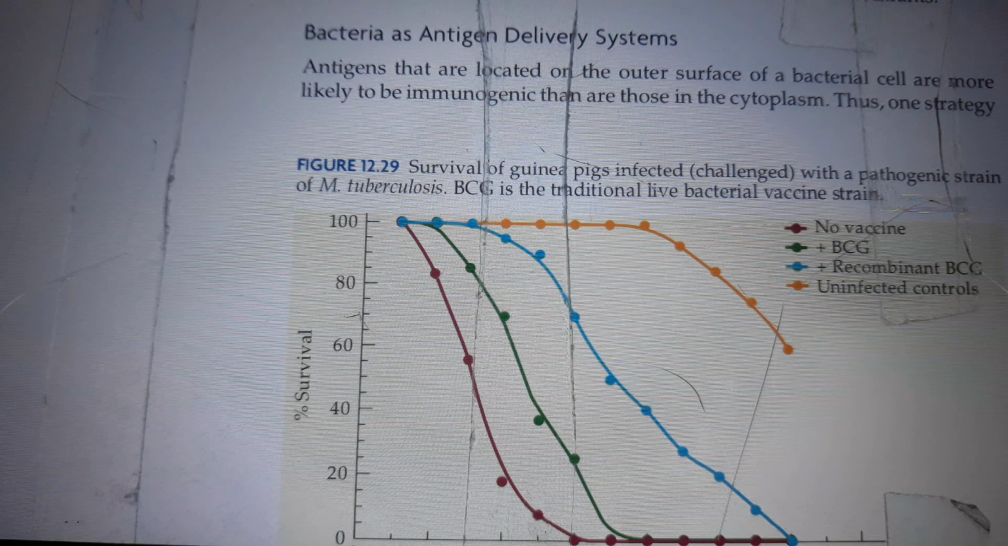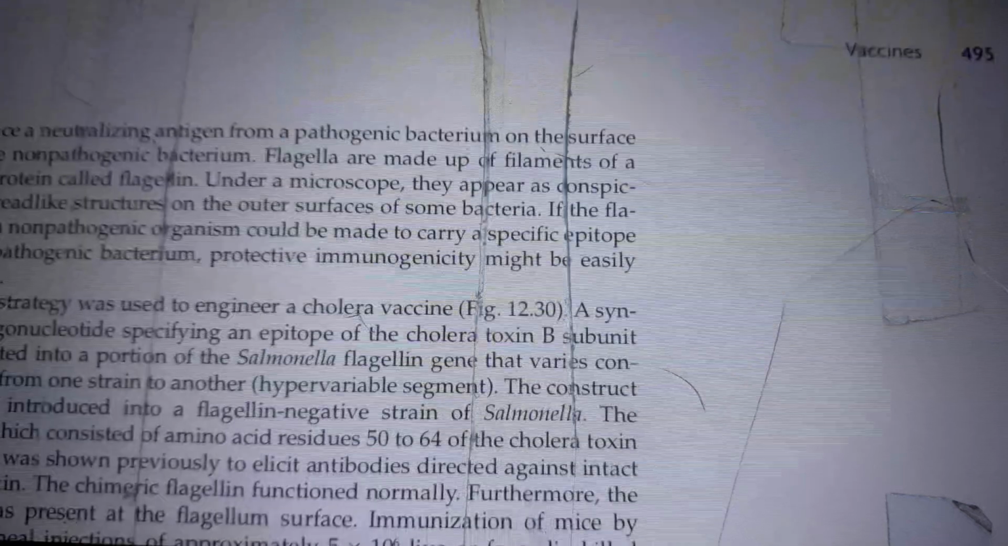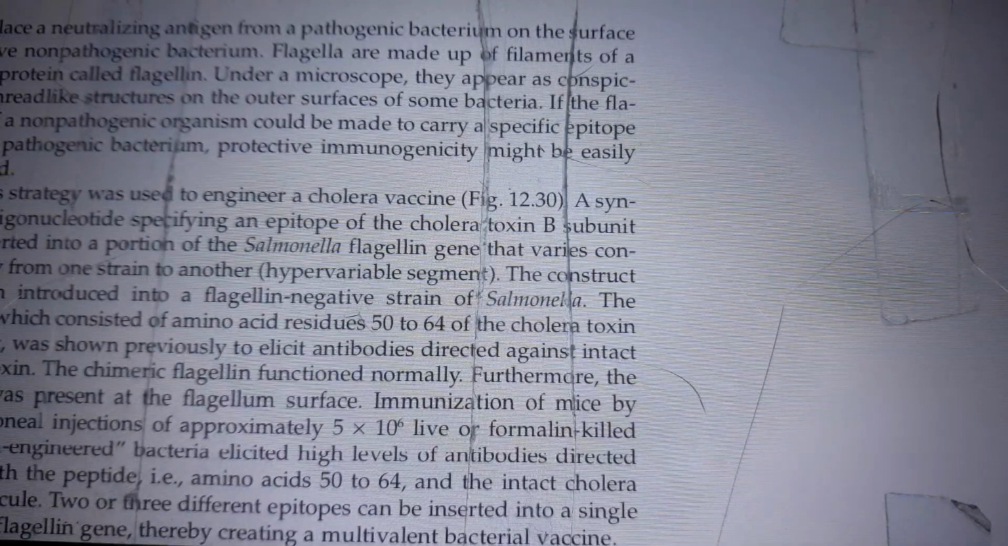And we are on the topic of vaccines and the subtopic bacteria as antigen delivery systems. Antigens that are located on the outer surface of a bacterial cell are more likely to be immunogenic than are those in the cytoplasm. One strategy is to place a neutralizing antigen from a pathogenic bacterium on the surface of a live, non-pathogenic bacterium.